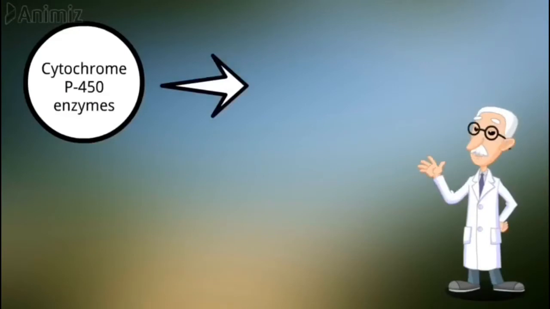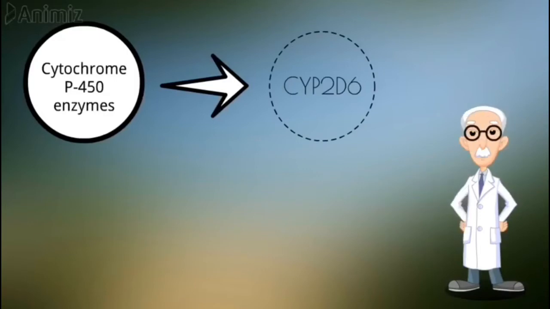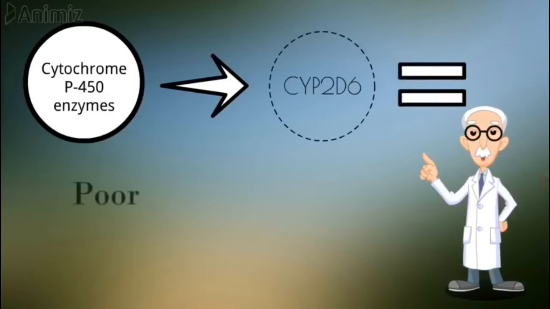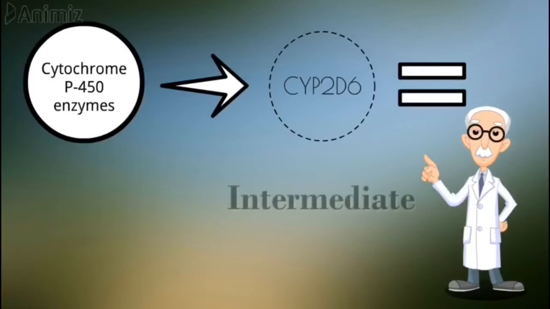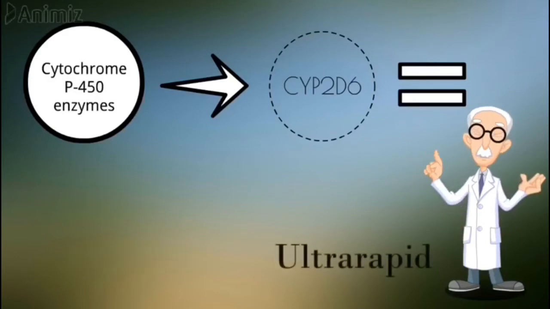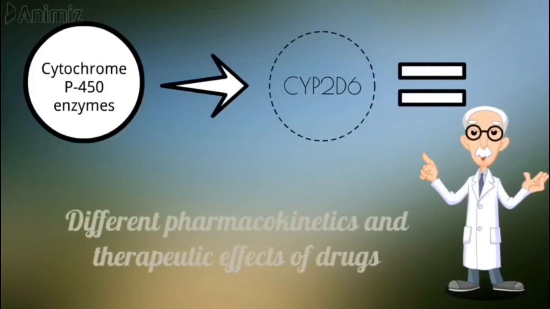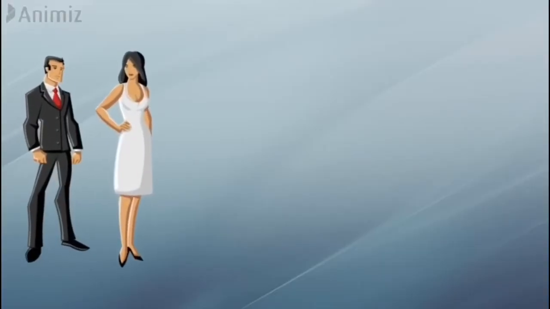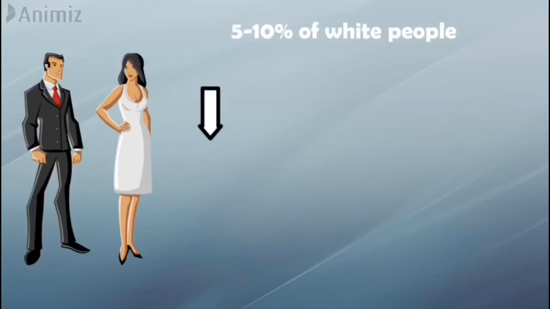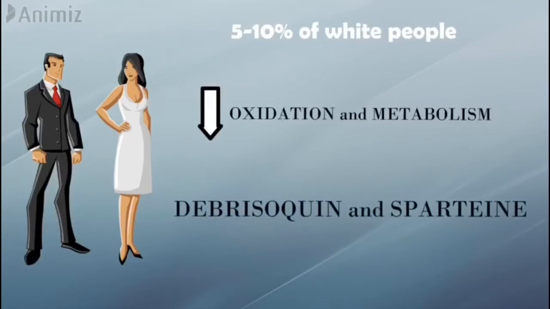CYP2D6 is one of the members of the cytochrome P450 enzymes. It is one of the most important enzymes that catalyze phase 1 drug metabolism. CYP2D6 genetic polymorphism results in poor, intermediate, efficient or ultra-rapid metabolizers, which means that the individual variation exhibits different pharmacokinetics and therapeutic effects of the drug. For example, 5 to 10% of white subjects had an impaired ability to oxidize and metabolize the antihypertensive drug debrisoquine as well.